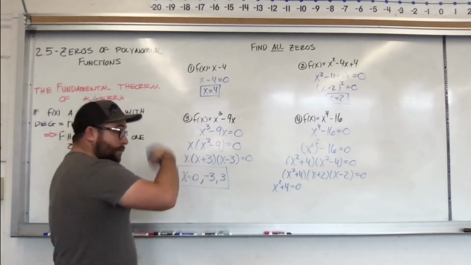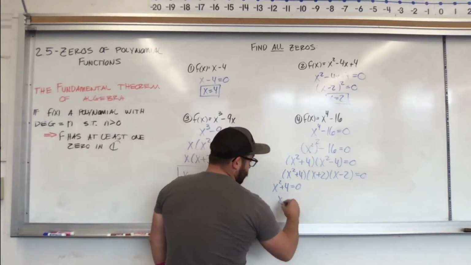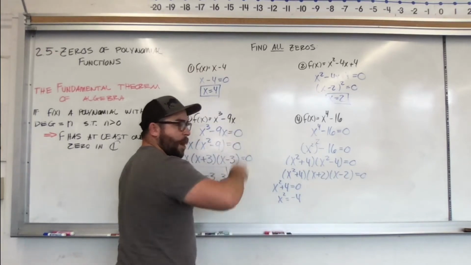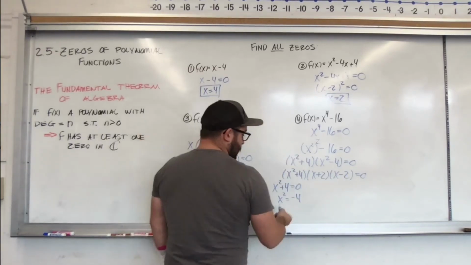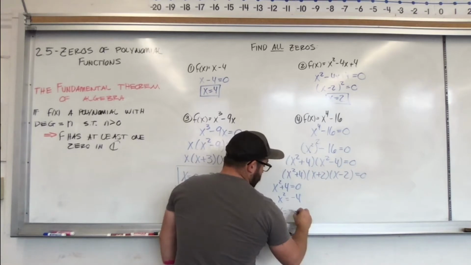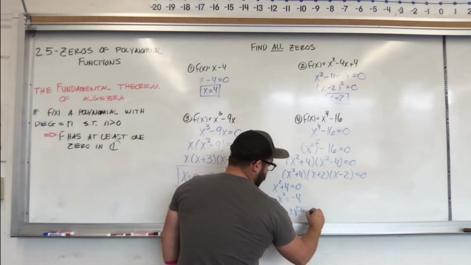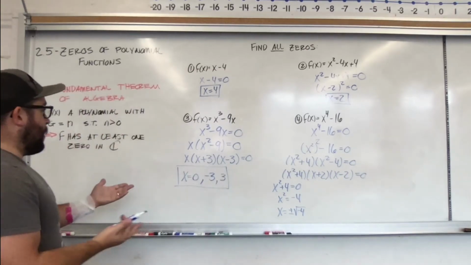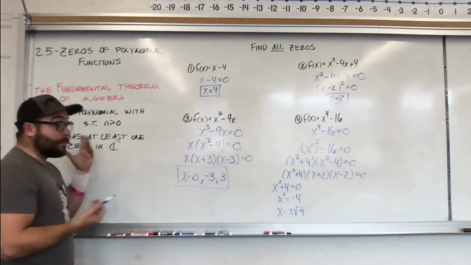Got 4, we subtract it over, so we have x squared equals -4. I'm going to take the square root on both sides and get x is equal to plus and minus square root of -4. But we don't do -4 anymore, right? We rely on our complex numbers.